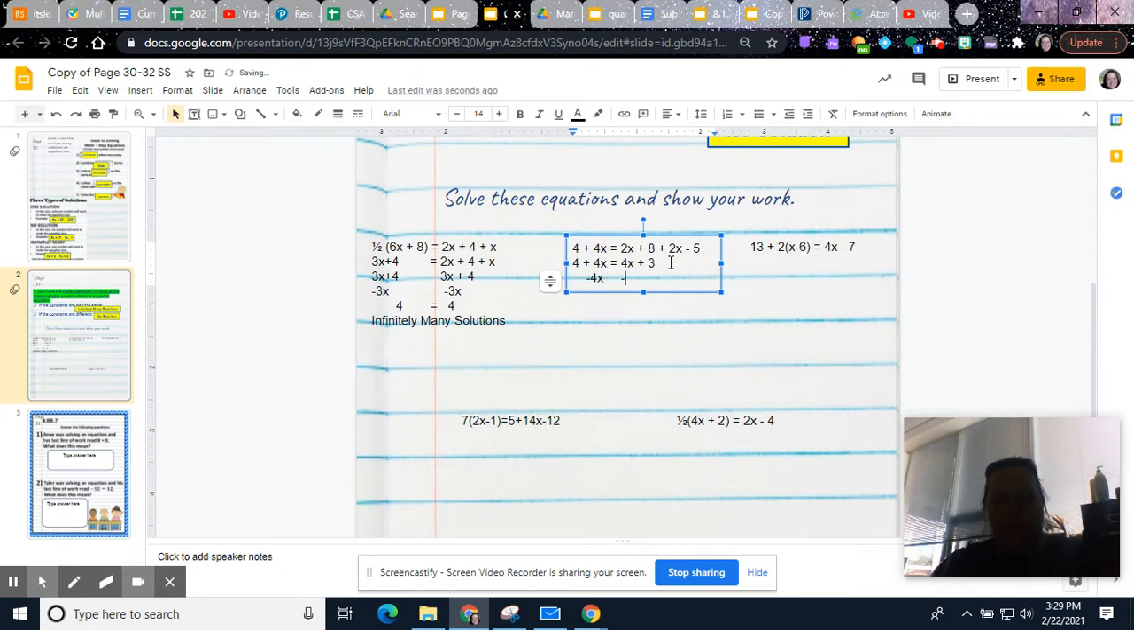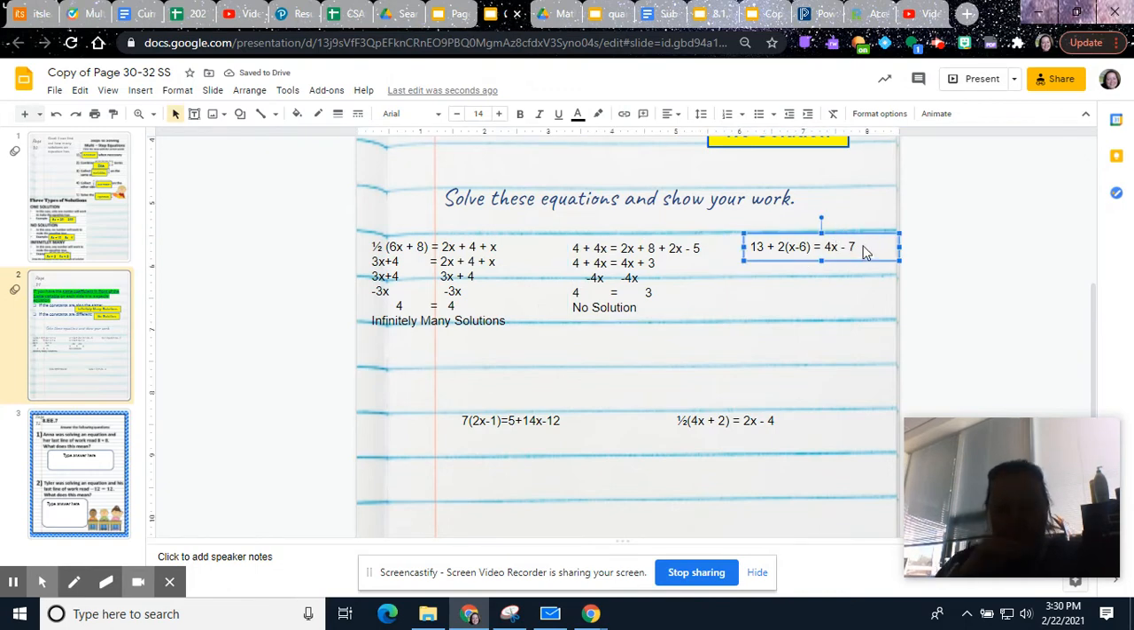So you would want to collect your variables on one side. And so since they're positive 4x, you'd want to subtract 4x. That makes it cancel, but it makes it cancel on both sides. And we have 4 equals 3. Is $4 the same as $3? Not at all. So therefore, no solution.